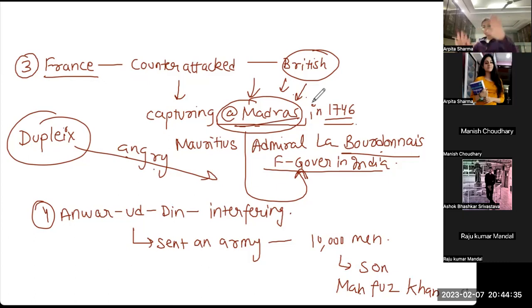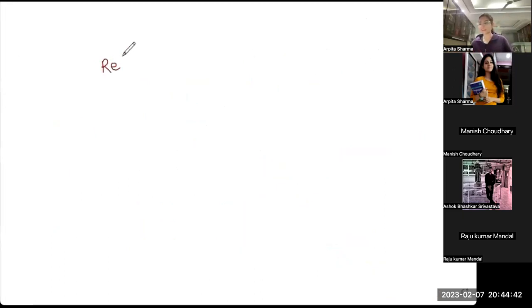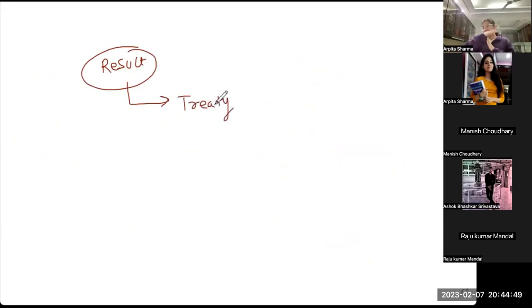So he sent 10,000 men under the leadership of Mahfuz Khan to capture back Madras. Now, what is the result? Result क्या निकल कर आता है? The result over here is a treaty was signed. I told you, time please, right?